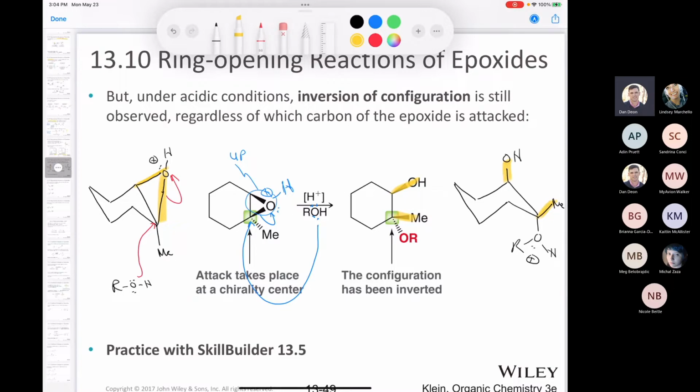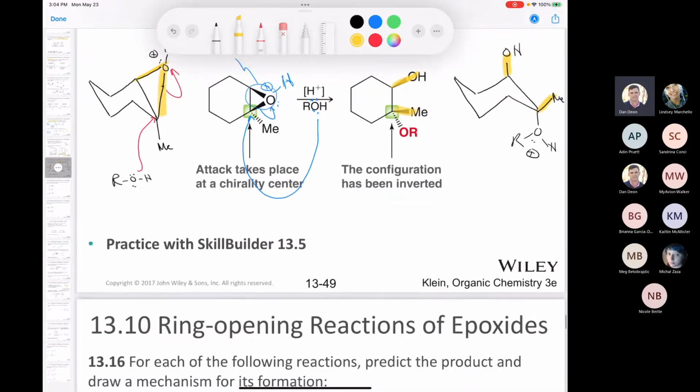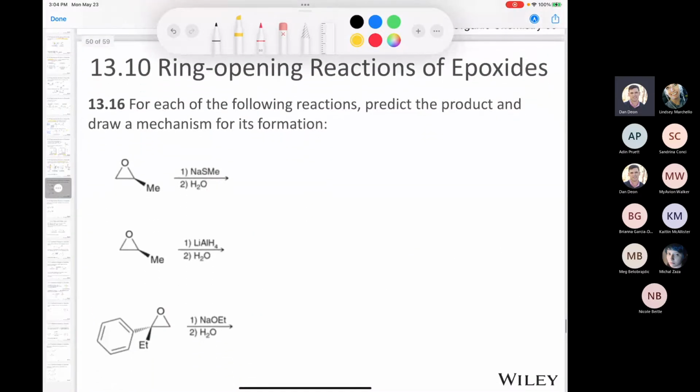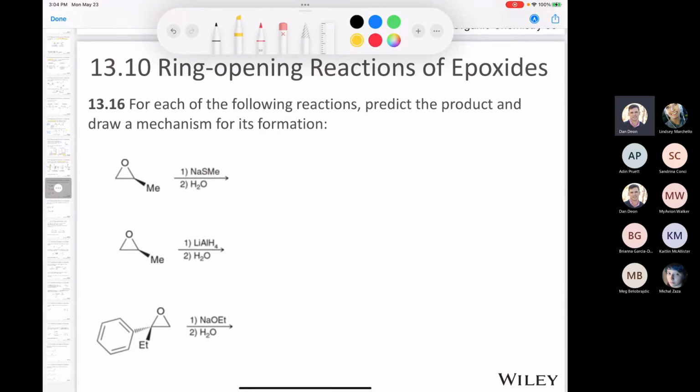Either way, if you're a little bit confused on this whole chair thing, the bottom line is what I'm trying to show you is that inversion of configuration is what's taking place here. So with all that information in mind, let's take a look at some practice problems of the ring opening of epoxides. So in this one, it says, for each of the following reactions, predict the product and draw a mechanism for its formation.